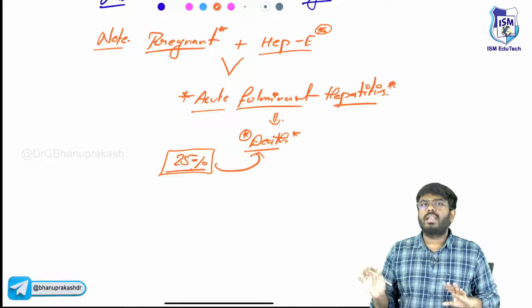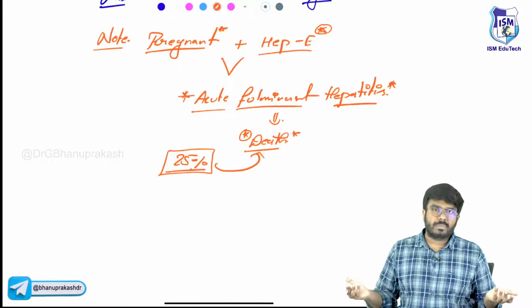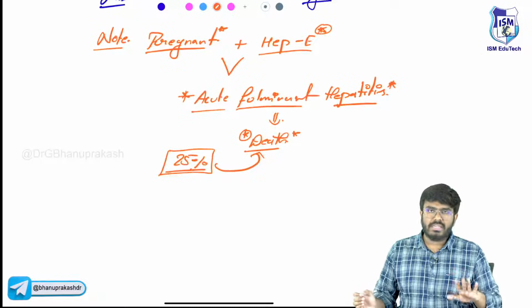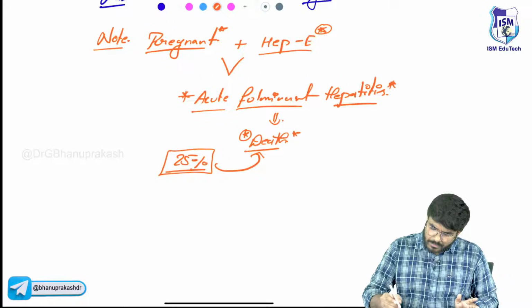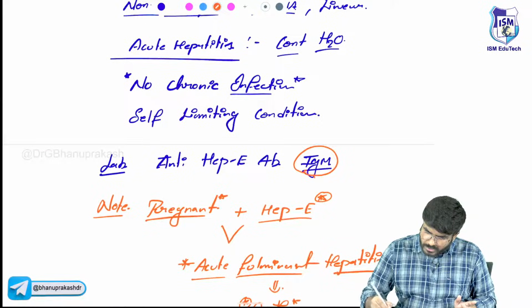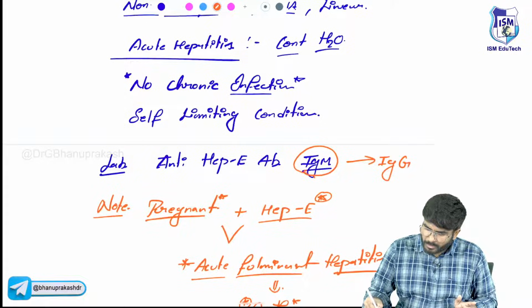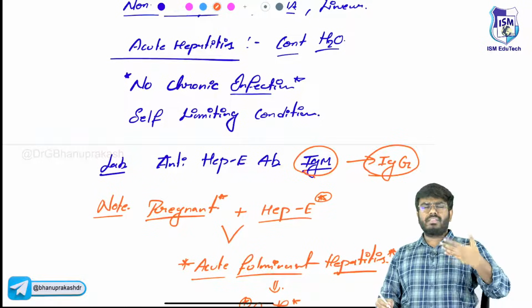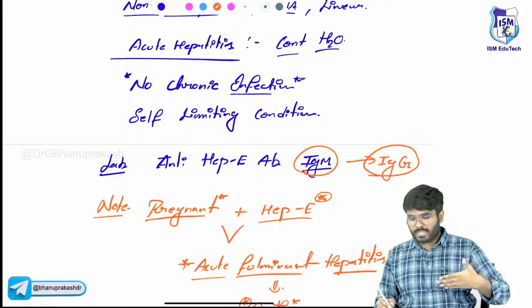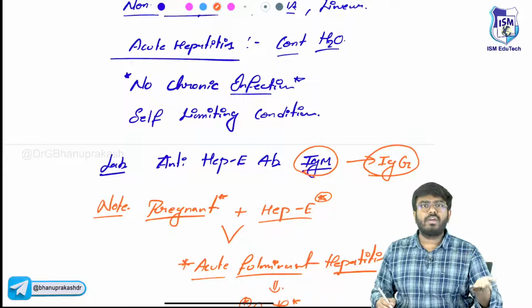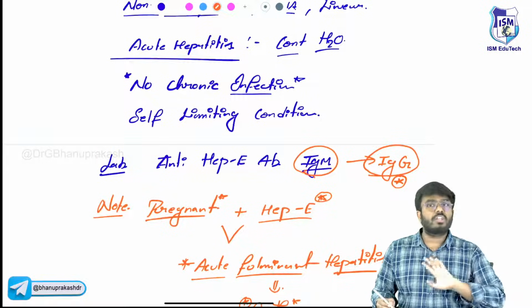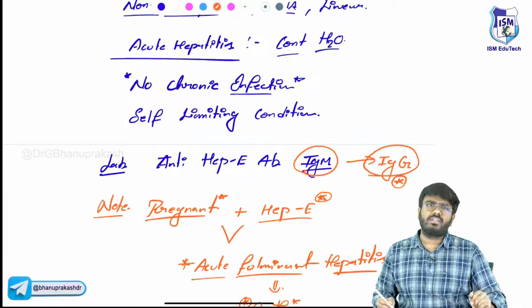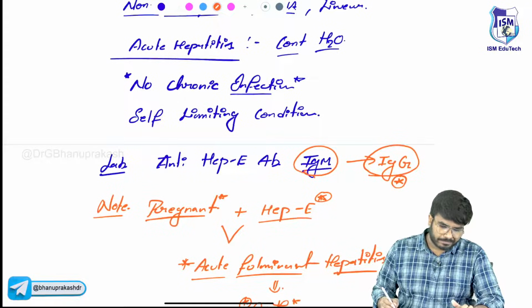How to make the diagnosis? Simple labs. Presence of anti-hepatitis E antibodies. If IgM antibodies are present, it is an acute infection. There is no such thing as chronic infection. After some time, the IgM antibodies will be converted into IgG antibodies, like the memory antibodies we usually have. Does the presence of IgG antibodies indicate chronic infection? No, there is no such thing as chronic infection in hepatitis E, sir.